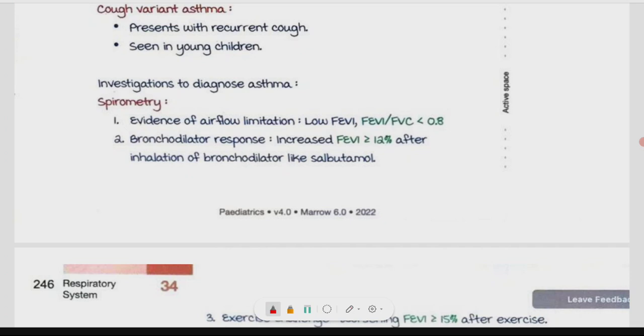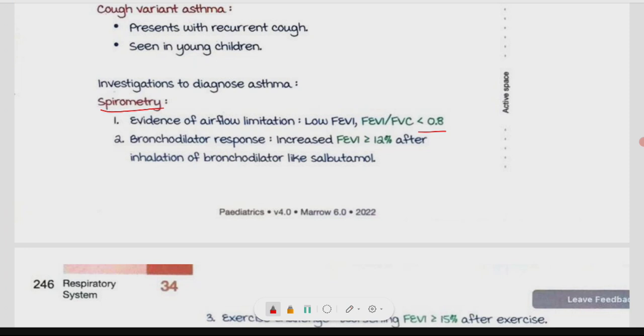Investigations to diagnose asthma are by spirometry. So there is evidence of airflow limitation. As we read that there was bronchoconstriction, so there will be low FEV1, that is the forced expiratory volume in the first second, which will be low because of bronchoconstriction. So this value FEV1 upon FVC will be less than 0.8. In adults it's 0.7, but in pediatrics we consider it as 0.8.